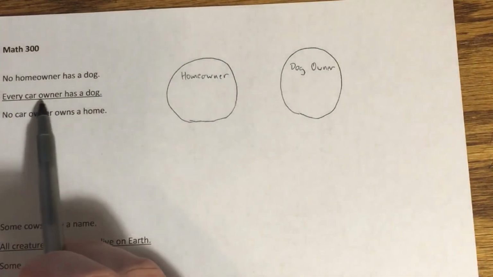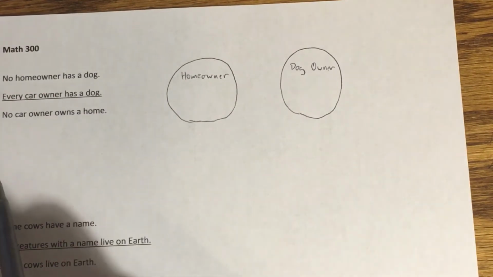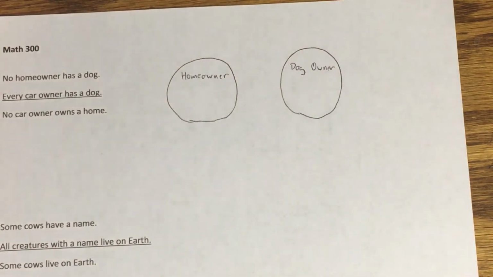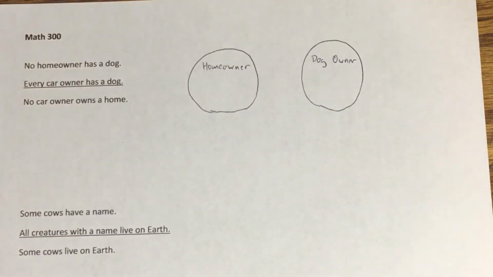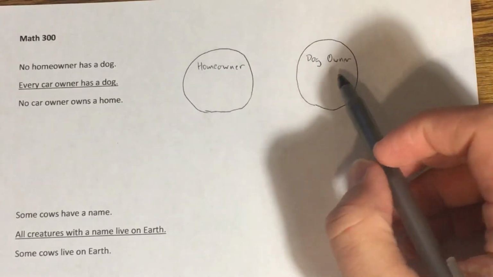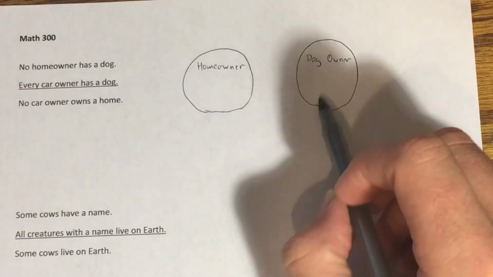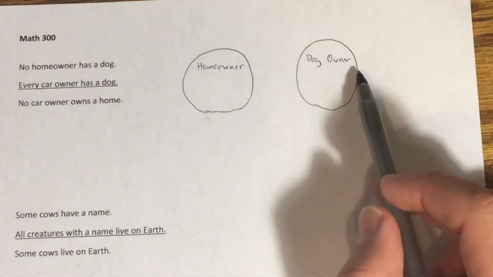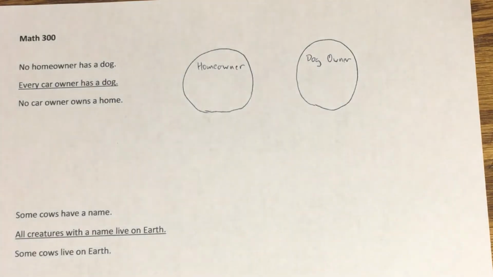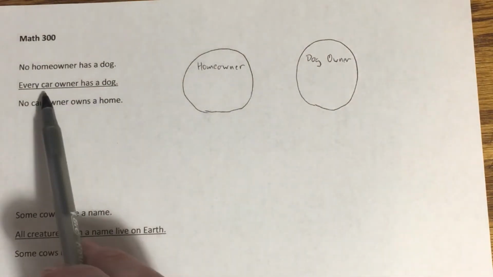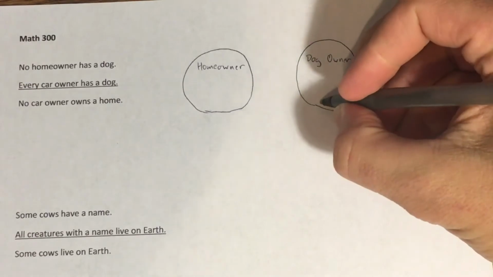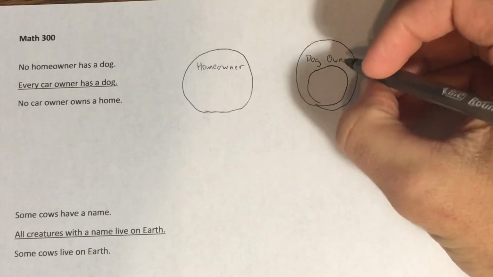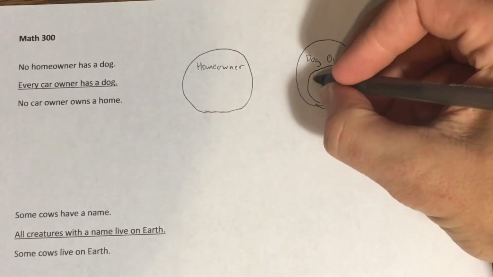Second one, every car owner has a dog. So where should I put the set for car owners, because that's going to be the 3rd circle that I need? Well, if every car owner has a dog, I would need the set of car owners to be completely contained in the set of dog owners. If any part of the set of car owners is outside of this circle, then that would imply that there are some car owners that do not own dogs, which, according to this premise, is not going to be true. So I need a circle in here that represents car owners.